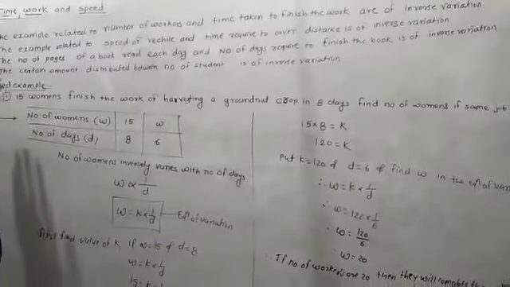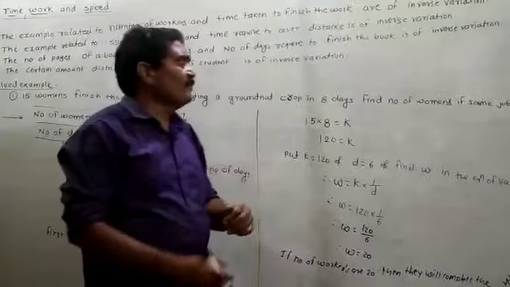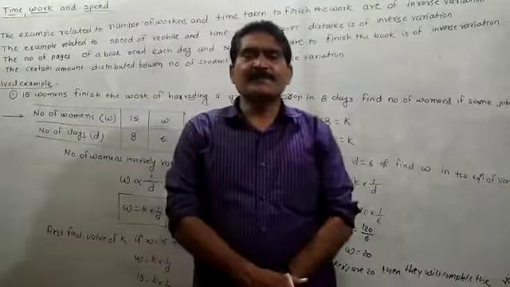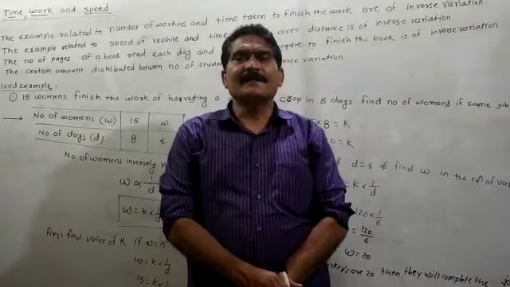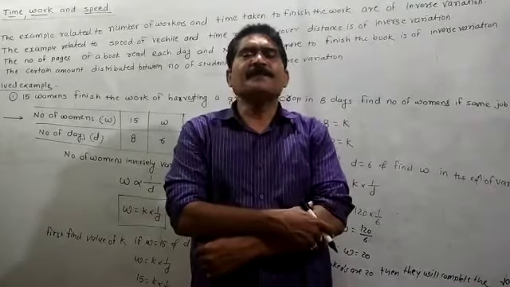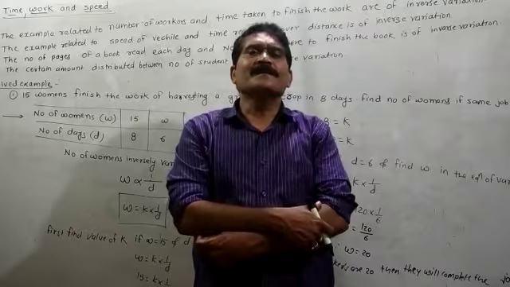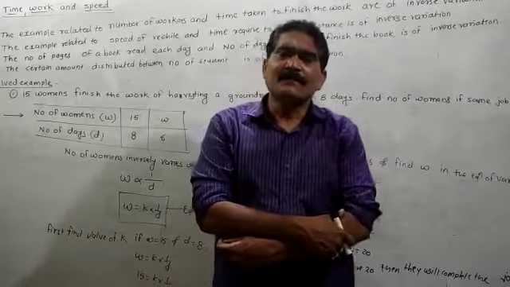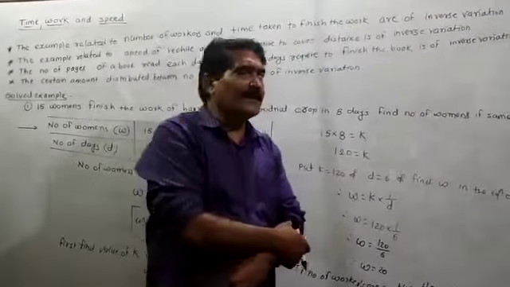The next type is the example related to the speed of the vehicle and the time required to cover the distance. If the speed is more, the time required to cover the distance is very less. If the speed is less, the time required to cover the distance is more. So this is also the inverse type of variation.